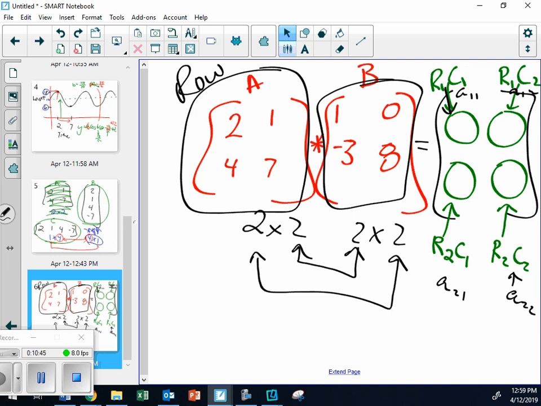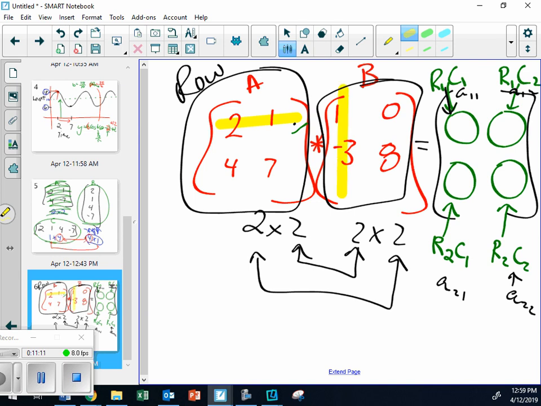My highlighter's not working right now. This is weird. I wonder if everything's frozen or just, no, it looks like it's still recording. All right, this I'll have to circle because my highlighter won't work. Oh, there it popped up. Okay, I'm highlighting row 1. That's row 1. And now in the column matrix, I'm highlighting column 1.